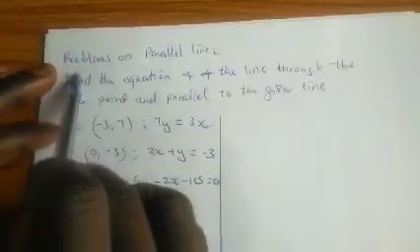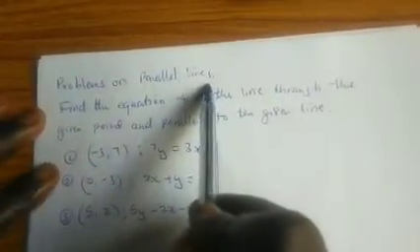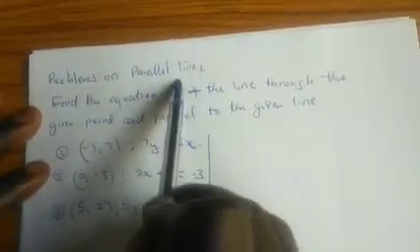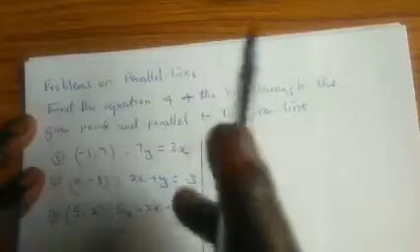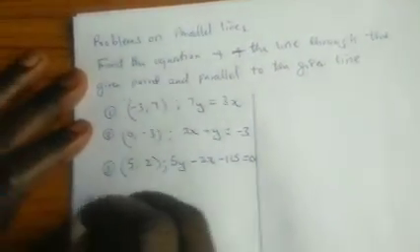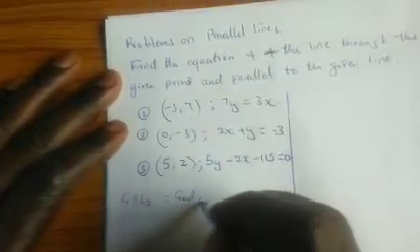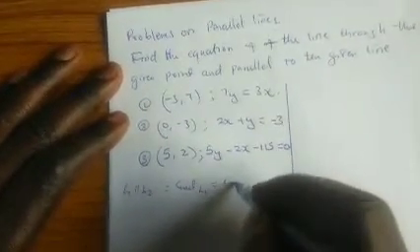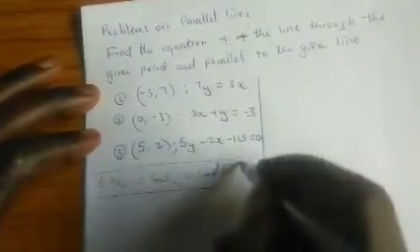Today we are dealing with problems on parallel lines. Having learned that if two lines are parallel, then their gradients are equal, if L1 is parallel to L2, then the gradient of L1 should be equal to the gradient of L2. So that is the information which we should have.